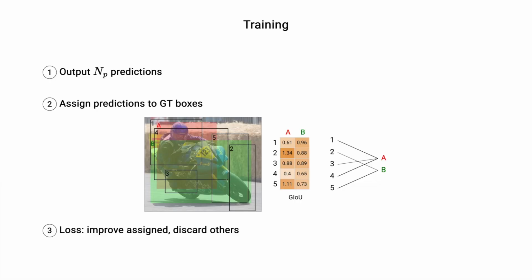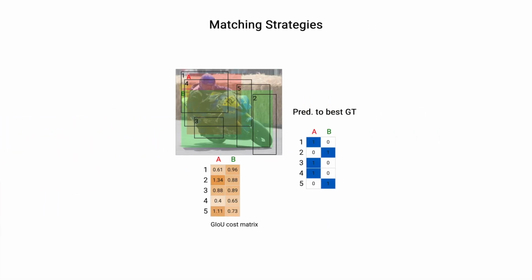The first strategy is to assign each prediction to the best ground truth object. The problem, however, is that it induces a lot of redundancy. A lot of predictions learn the same ground truth object. It can be partially alleviated by introducing a threshold value. A prediction is not matched to the best ground truth object anymore, but to the best one, provided it is better than that threshold value. If not, it is pushed towards the background.